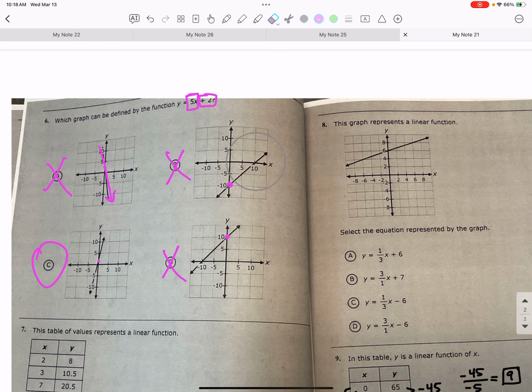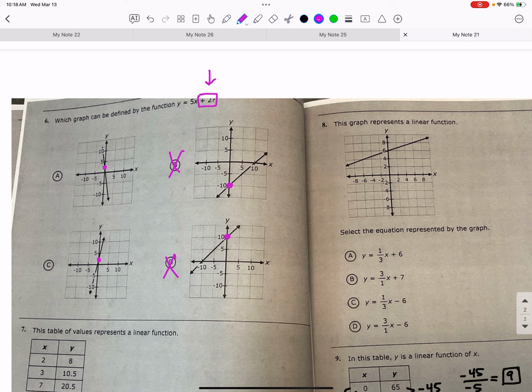6, let's see, which one could be 5x plus 2? Well, here's what I see. This thing starts at 2. Now, it's hard to tell where 2 is, but I know 2 is above 0. This could be 2. This is definitely not 2. That's below 0. This could be 2. This is like way up at 10, so no. So it's either A or C.